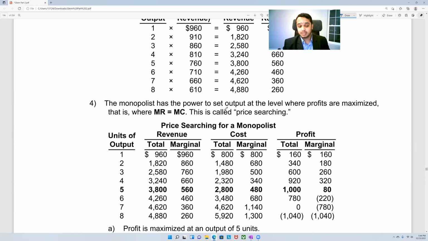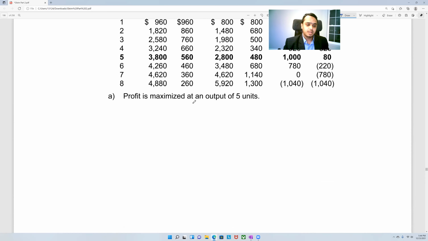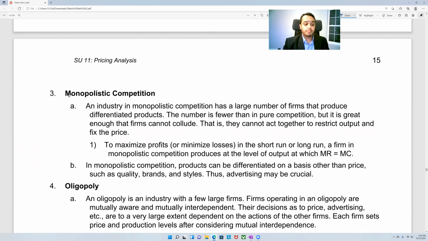This is called price searching. When MR equals MC, that is the point at which you have maximum profits which you earn. Then the next is monopolistic competition.